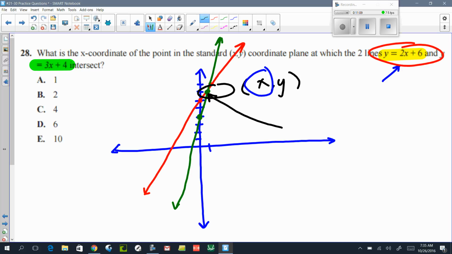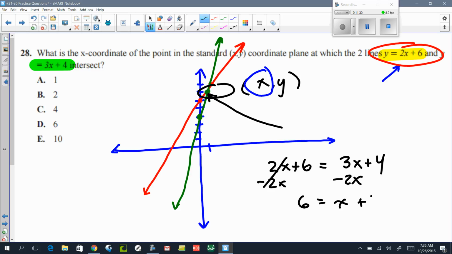So we're just going to take the two lines, 2x plus 6, and set it equal to the other line, 3x plus 4. We're using algebra to show exactly where those two lines intersect and where they're equal. So if we solve this, we're going to subtract 2x from both sides. You're going to have 6 is equal to x plus 4. We'll subtract 4 from both sides, and we get x is 2.